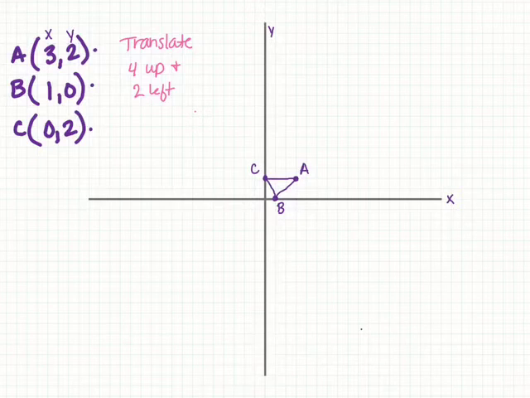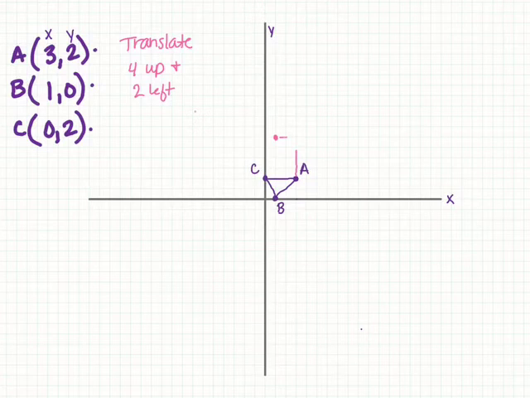Okay, so what that means is I'm going to take this triangle, and each point individually, I'm going to go up 4 and 2 to the left. So A, I'm going to come up 4 and 2 to the left. All right, see how I did that? I went up 1, 2, 3, 4, and then 2 to the left.